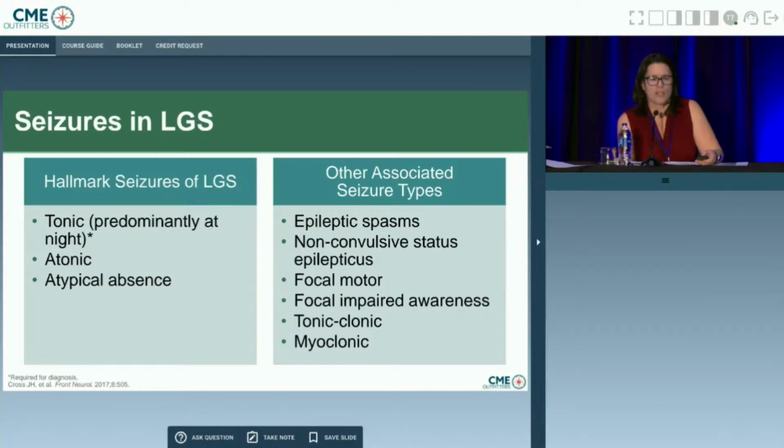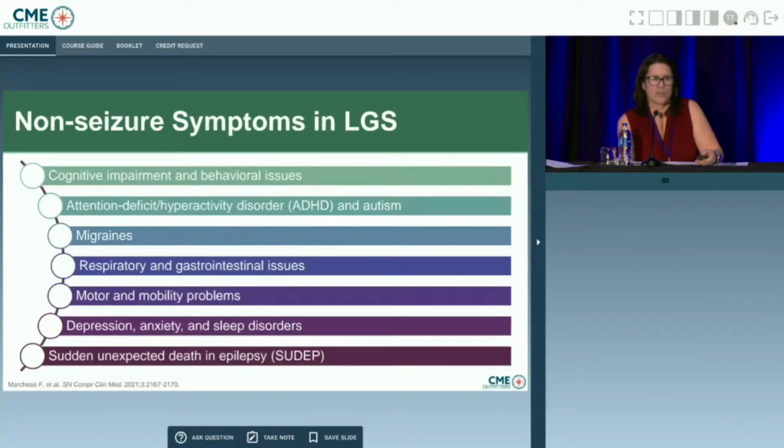You need to have tonic seizures predominantly at night. Atonic seizures and atypical absence are also really common. Most of the kids in our 8,000 member community are seizing every day or every week. There's other associated seizure types that are listed here, which are, it really sort of anything goes. You can have focal motor, you can have focal impaired, and there's a mix. And most of our families, in a survey that we've done with them, are having between 4 to 10 different seizure types in their loved ones.